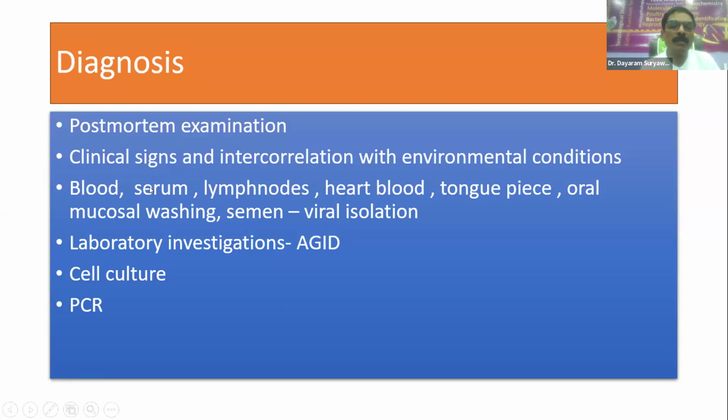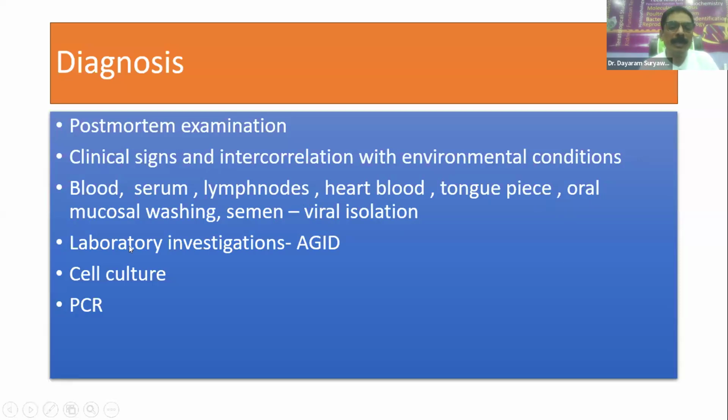So blood from the affected animals, and serum for the serological examination. We can collect the lymph nodes. We can collect the heart blood. We can collect the tongue piece. We can collect the oral mucosal washings. In affected animals, we can collect the semen also. So these materials can be used for viral isolation in the laboratories.